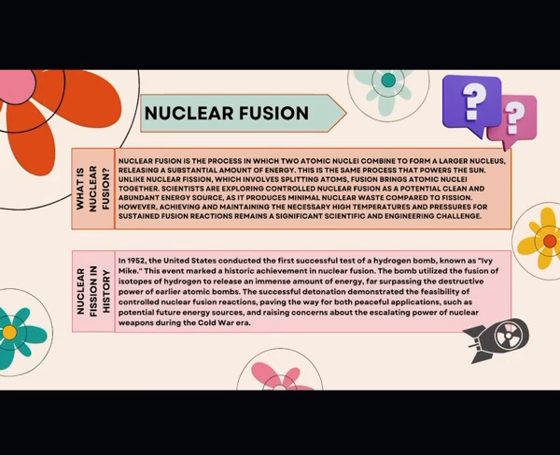For nuclear fusion, this is the process in which two atomic nuclei combine to form a larger nucleus, and it releases a substantial amount of energy. This is the same process that powers the sun. Unlike nuclear fission, which involves splitting atoms, fusion actually brings atomic nuclei together. Scientists are exploring controlled nuclear fusion as a potential clean and abundant energy source.